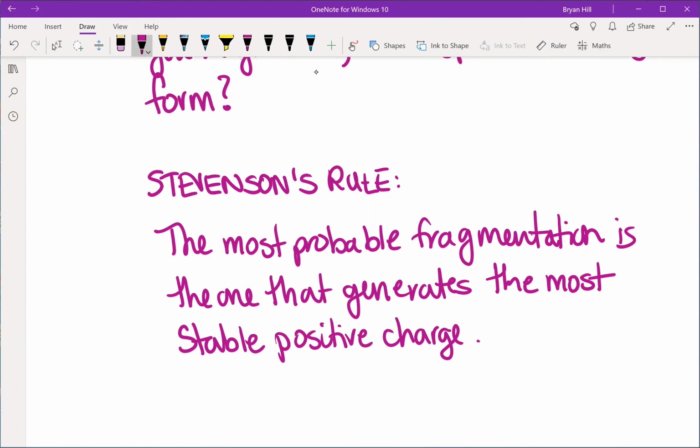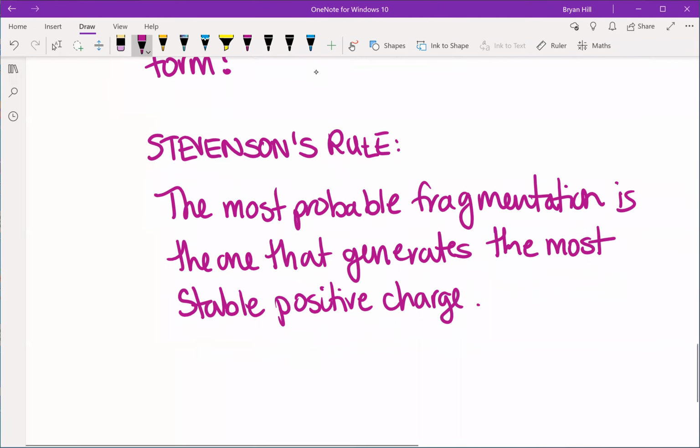Obviously, when things break apart, there are different pathways. And so sometimes you transiently might form a higher energy one, but statistically, in the law of averages, the most probable fragmentation is the one which generates the most stable positive charge.